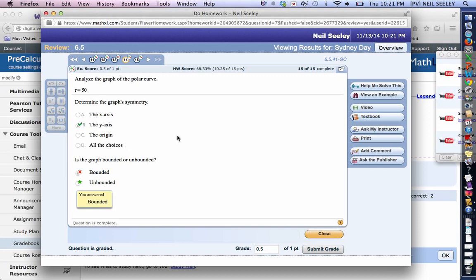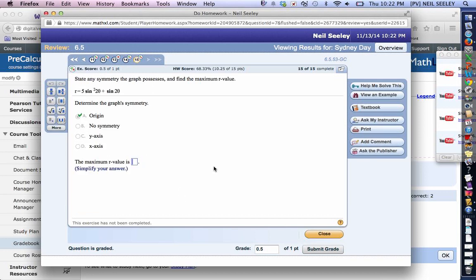So you want to go to mode, polar, go into your calculator, put r equals 5 theta, and take a look at it. Is the graph bounded or unbounded? Bounded means does it have a ceiling and a floor, or does it just keep going? An unbounded graph would be like a line. A bounded graph would be like a circle, something that's contained versus something that's uncontained.